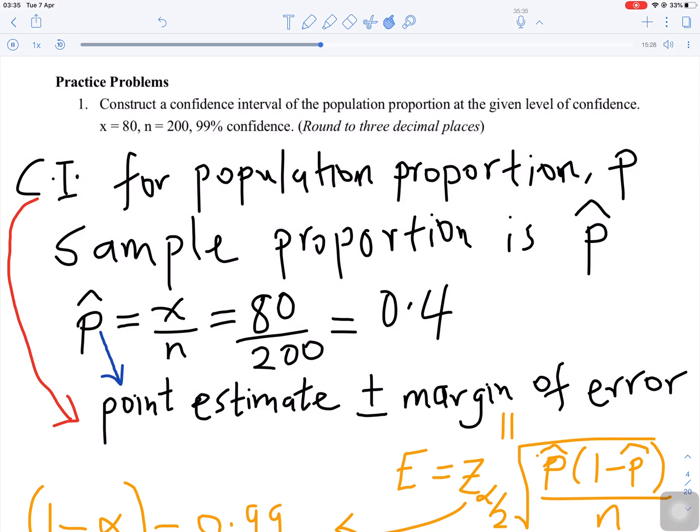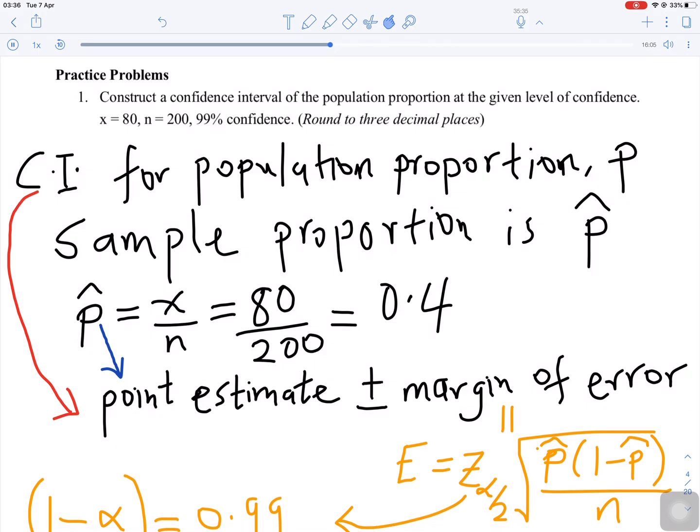So what do we do? We want to have an interval to say that the true proportion of CMU students who have cars will fall within that interval. So to construct the confidence interval, we need to know our point estimate and also our margin of error, so that our point estimate plus or minus the margin of error will give us the confidence interval. Now the point estimate, which is the sample proportion, is P cap, which equals x over n, and that is 80 over 200, and that equals 0.4. So our point estimate equals 0.4.